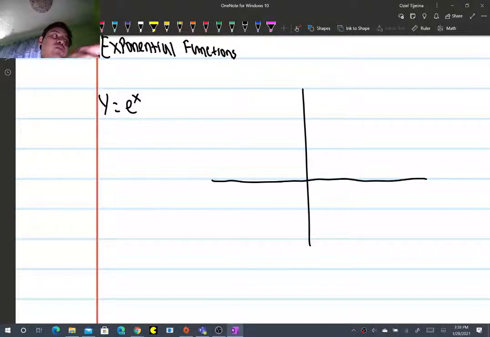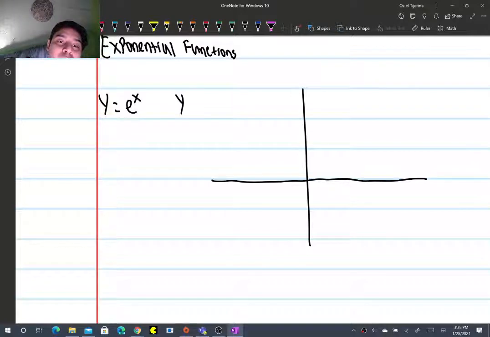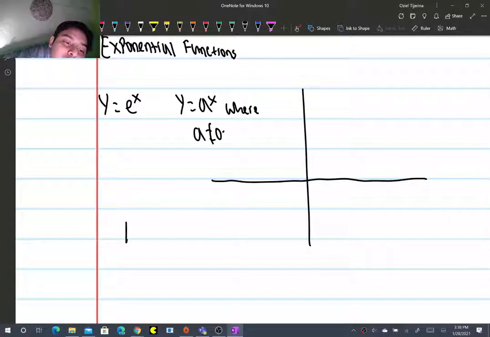You work with them in algebra, and there can be functions of the form y equals a to the x where a does not equal 0. So we can have y equals 2 to the x, y equals 3 to the x.